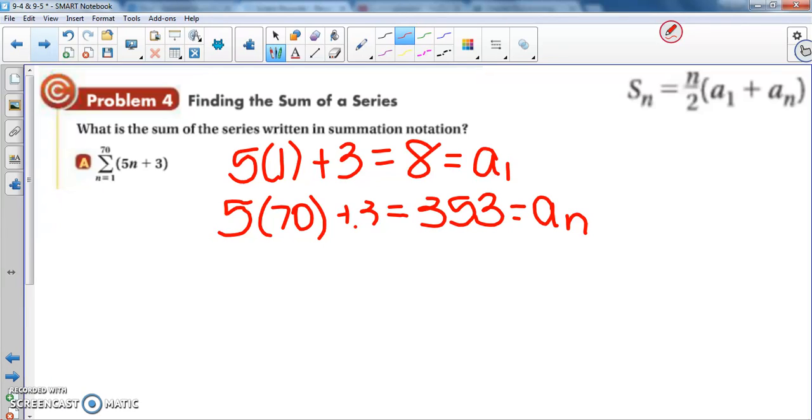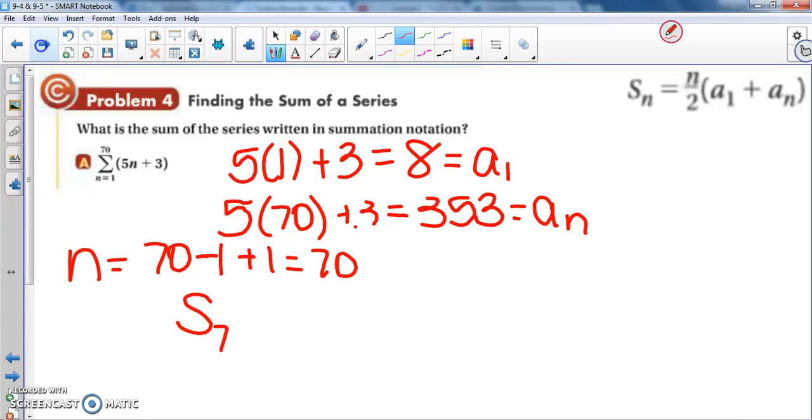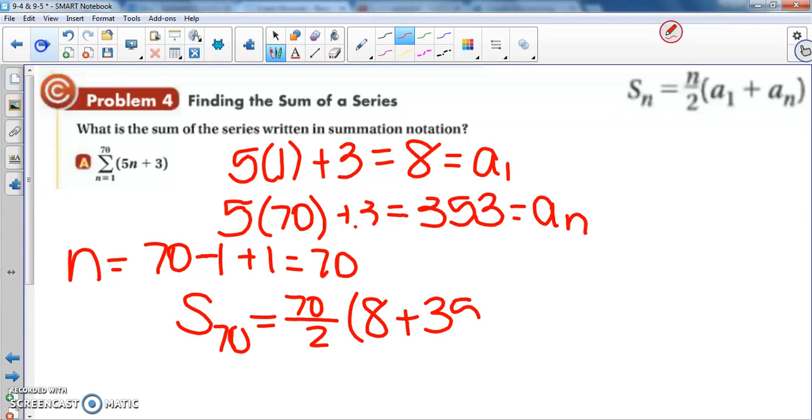And we want to know how many terms this is. So n is equal to 70 minus 1 plus 1, which is equal to 70 terms. So we have the sum of the first 70 terms is equal to 70 divided by 2 times 8 plus 353. And we get 12,635.